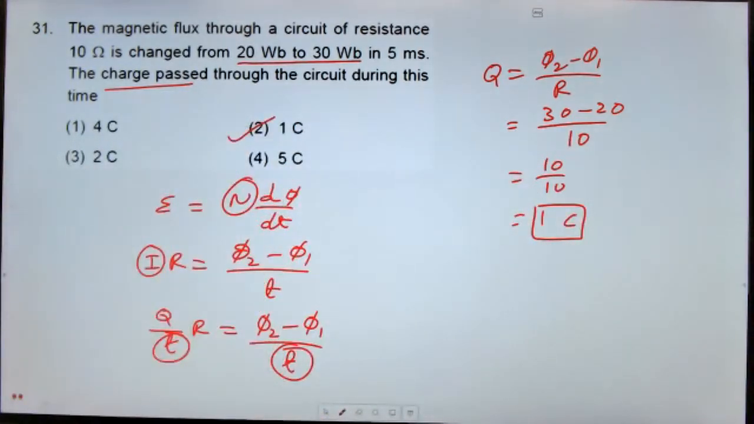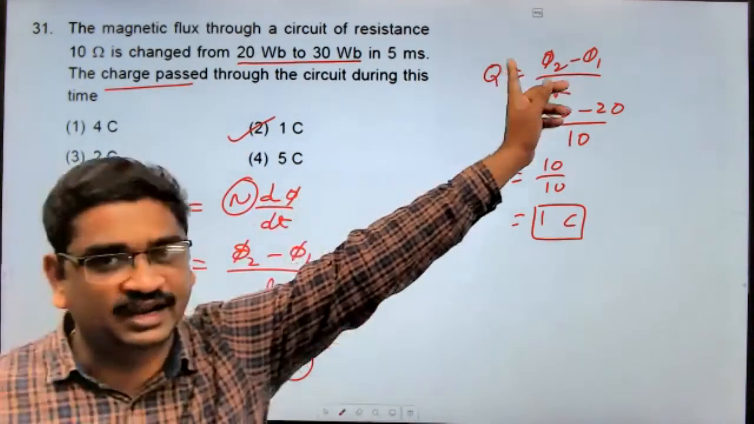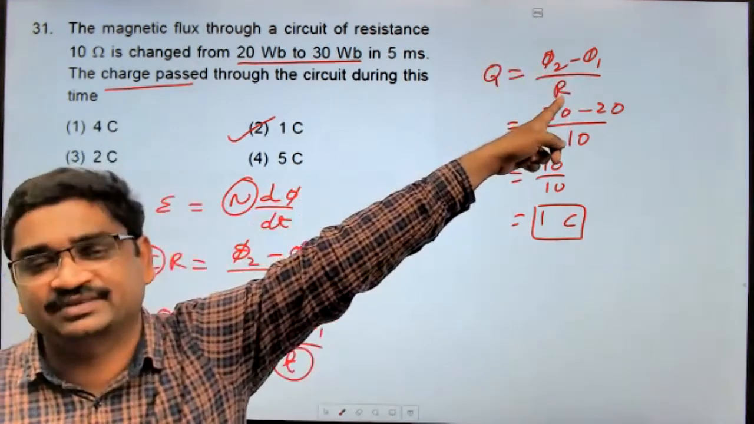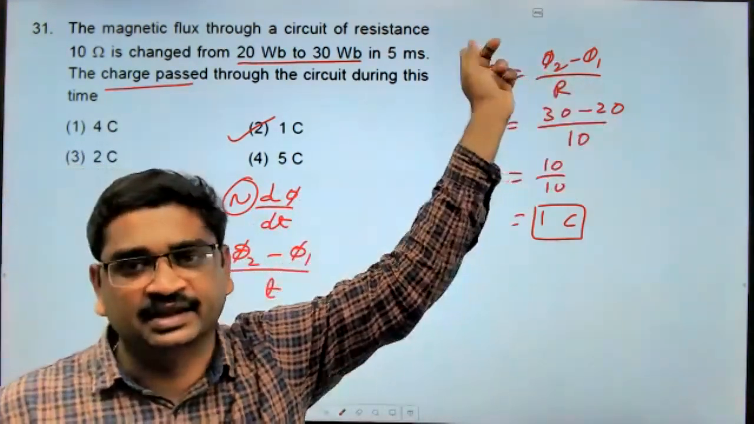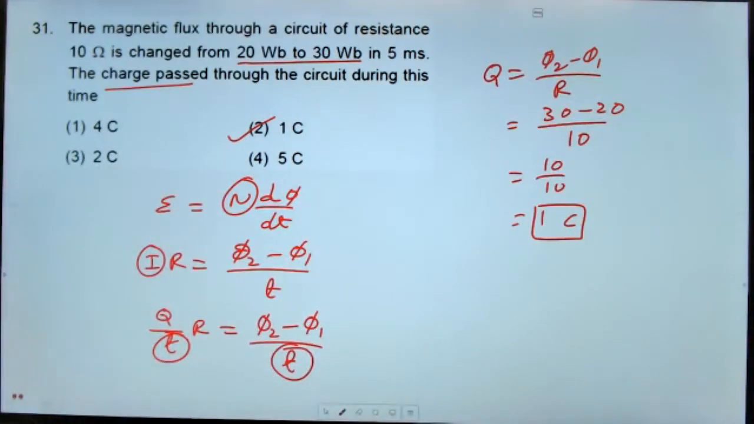Second half. From this equation we can conclude that induced charge is independent of time. That is an important theoretical point. Induced charge is independent of time. That is an important theoretical question.